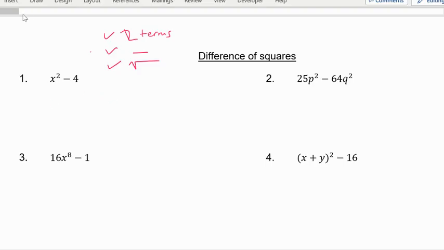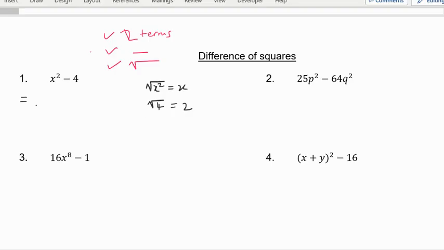Okay, now let's evaluate. If we look at the first one, let's go through that criteria. Two terms? Yes. Separated by minus? Yes. We can get the square root of x squared, which will just be x, and we'll talk about that some more later. And then we can get the square root of 4, which is equal to 2. So we can use the difference of two squares.